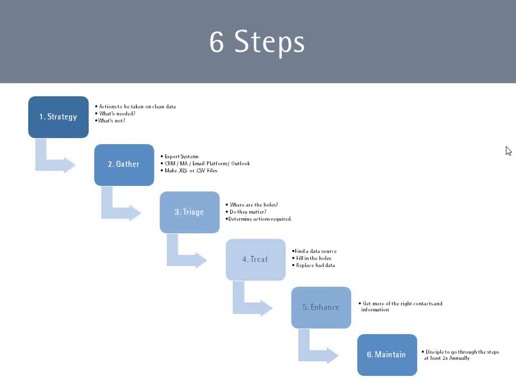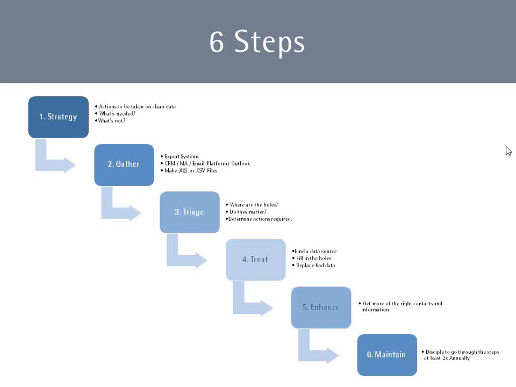So the third is then triage, which is really determining where are the holes, why do those holes matter, if at all, and determining the actions required. That's sort of phase one. 1, 2, and 3 are the first things that you can do internally pretty easily. Number 4 is then treating it. So finding a good data source, filling in the holes, replacing bad data. Enhancing is getting more of the right contacts and information on those people.